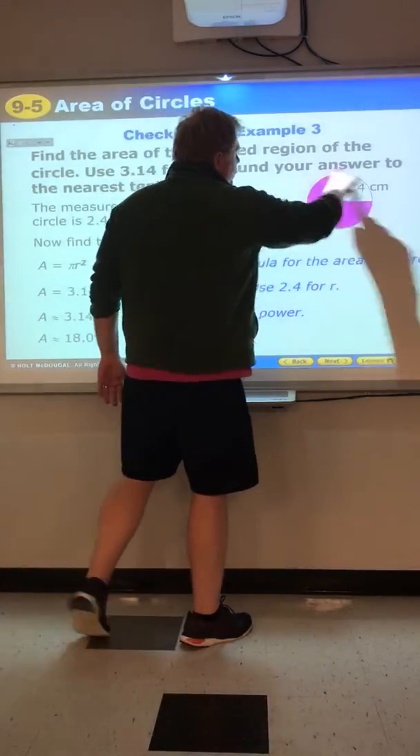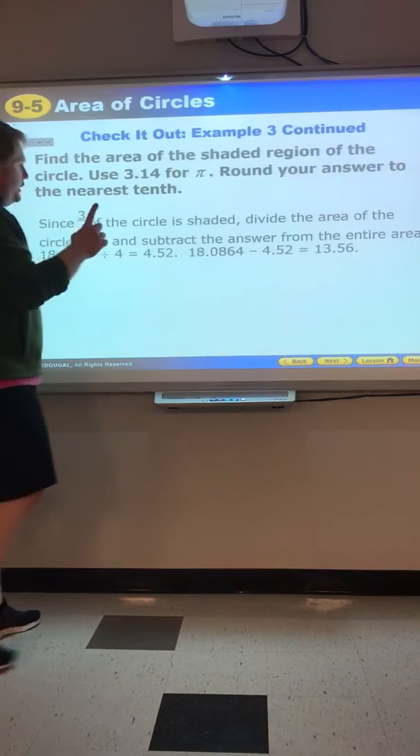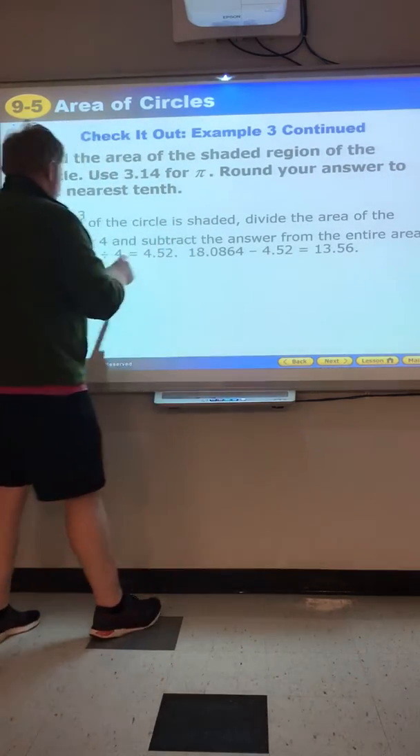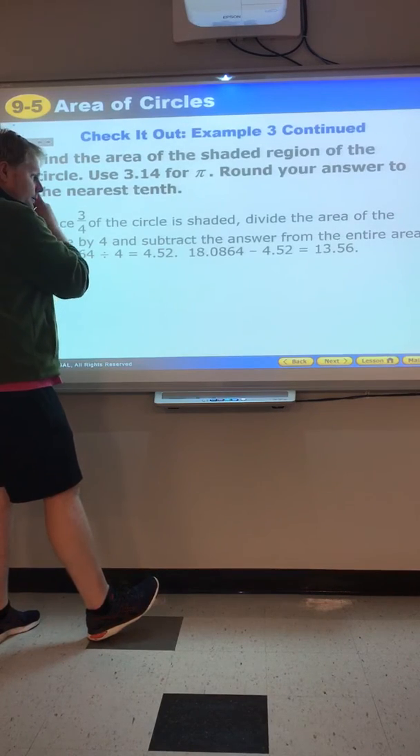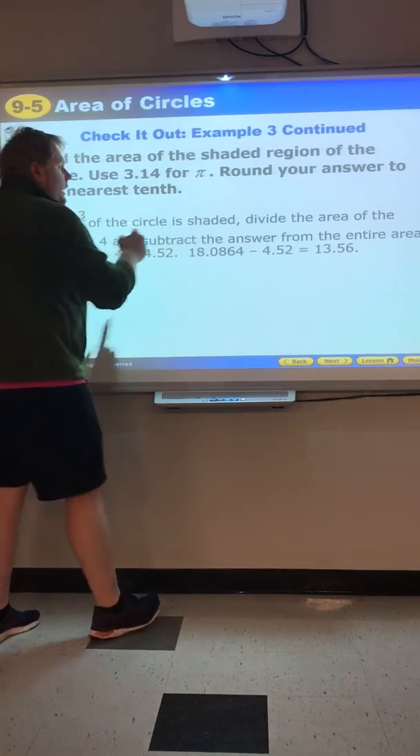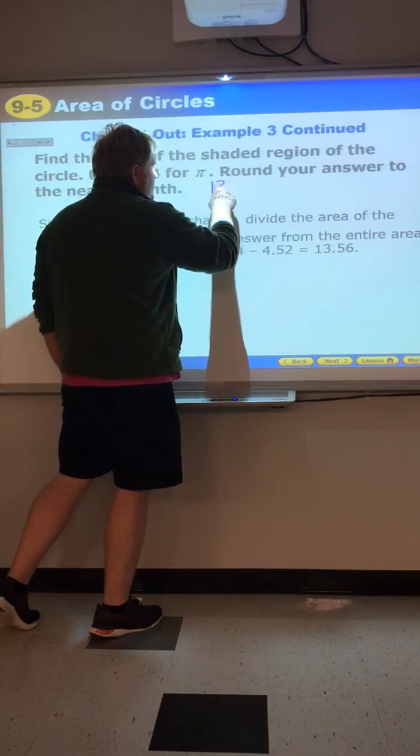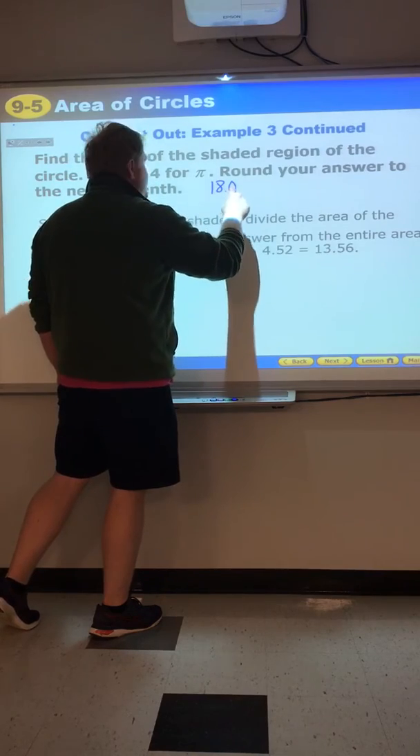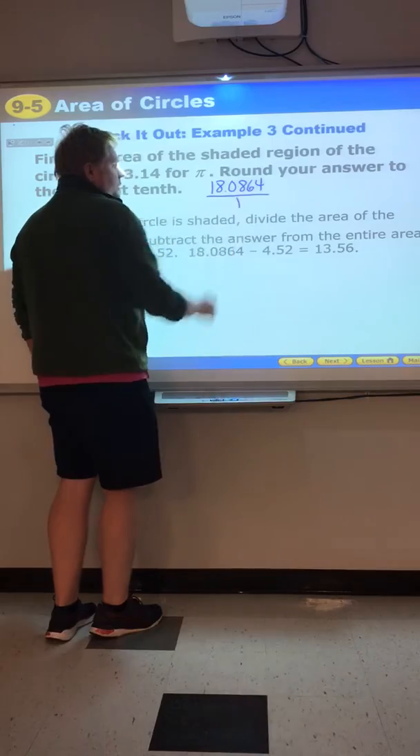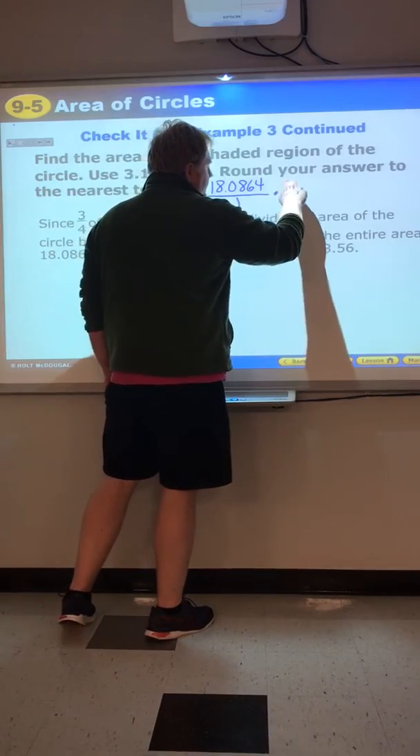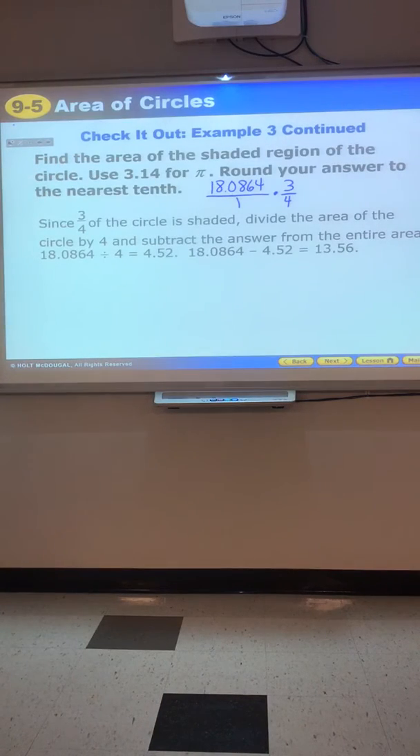We don't want the whole circle. So what they're going to tell us to do is take that 18.0864 and I'm going to have you do something. 18.0864. I'm going to tell you to put it over 1, and I'm going to tell you to multiply by 3/4. That's a little bit different than what they did.